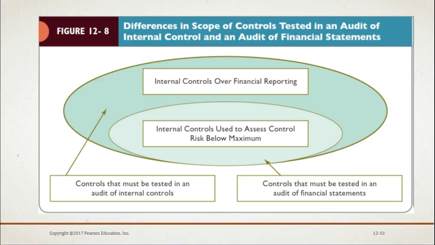Here, we have a graphic illustration of the difference in the extent of testing in an audit of internal control and an audit of financial statements. As you can observe, internal controls used to assess control risk below maximum must be tested in an audit of financial statements. Internal controls over financial reporting must be tested in an audit of internal controls. You can find Figure 12-8 on page 386 of your textbook.